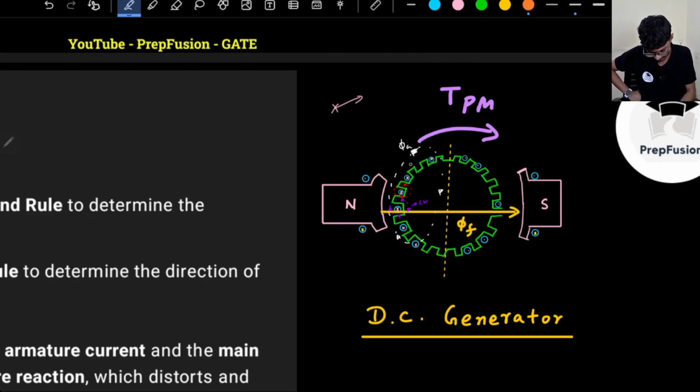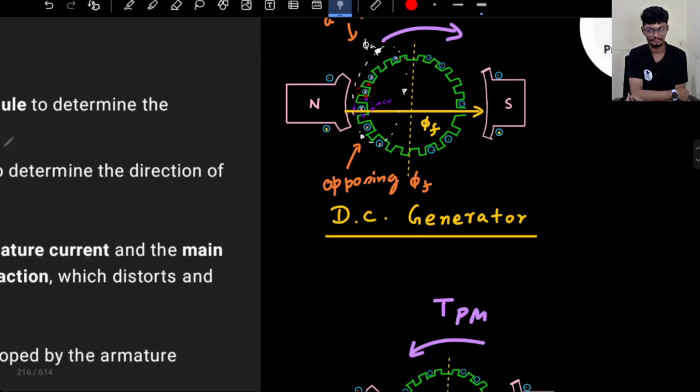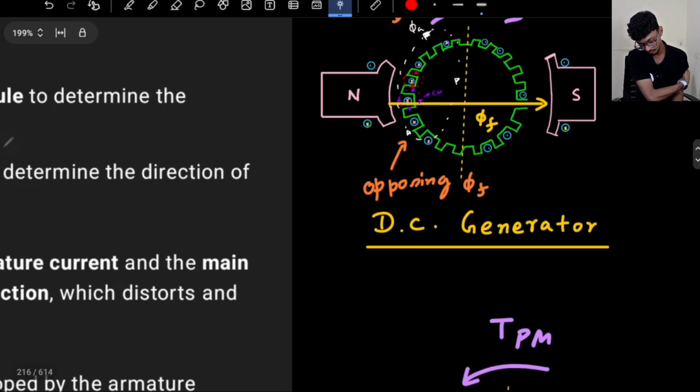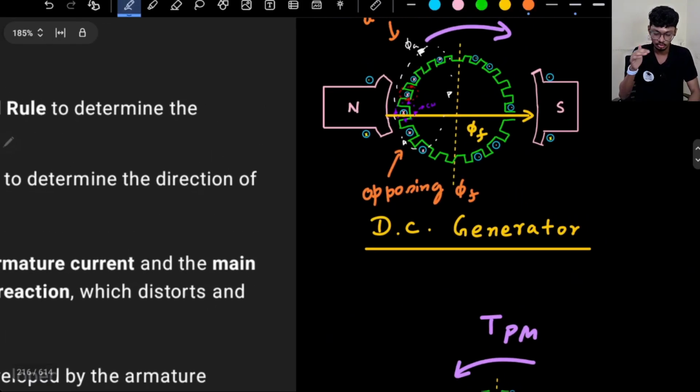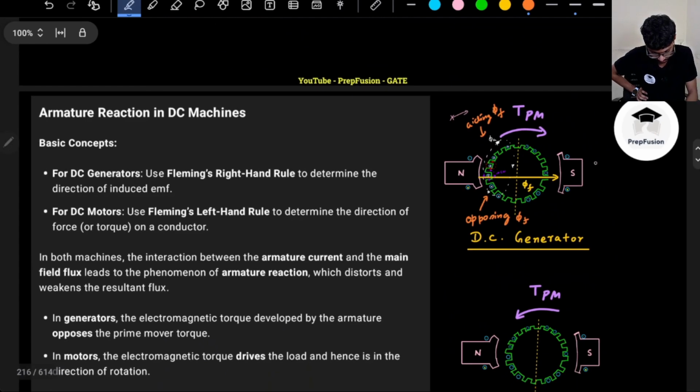So the resultant flux will be like this: here I have more, this is aiding phi f, and this one is opposing phi f. So there will be fewer field lines in the bottom, and in the top there will be more field lines. So the resultant magnetic field lines will be something like this. For the right hand side also you can derive that the resultant field lines will be somewhat like this.